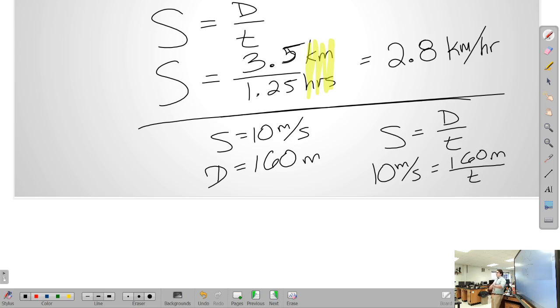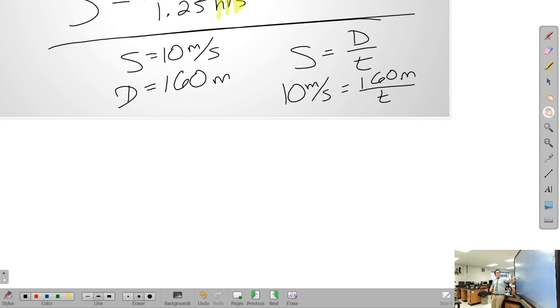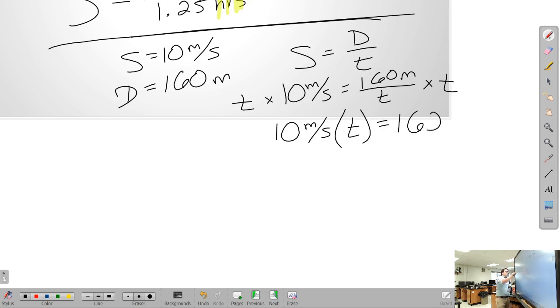Alright, I really hope that we do not multiply both sides by 160. That's like the number one pitfall I see a lot of people do. Hopefully, multiply both sides by t. 10 meters per second times t. Alright. We good there? Haven't done any crazy math magic yet.